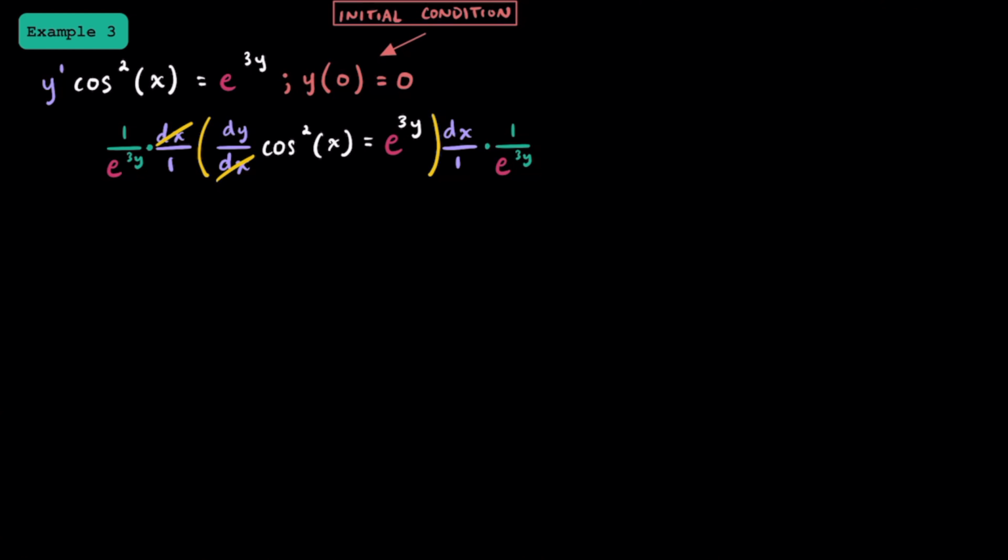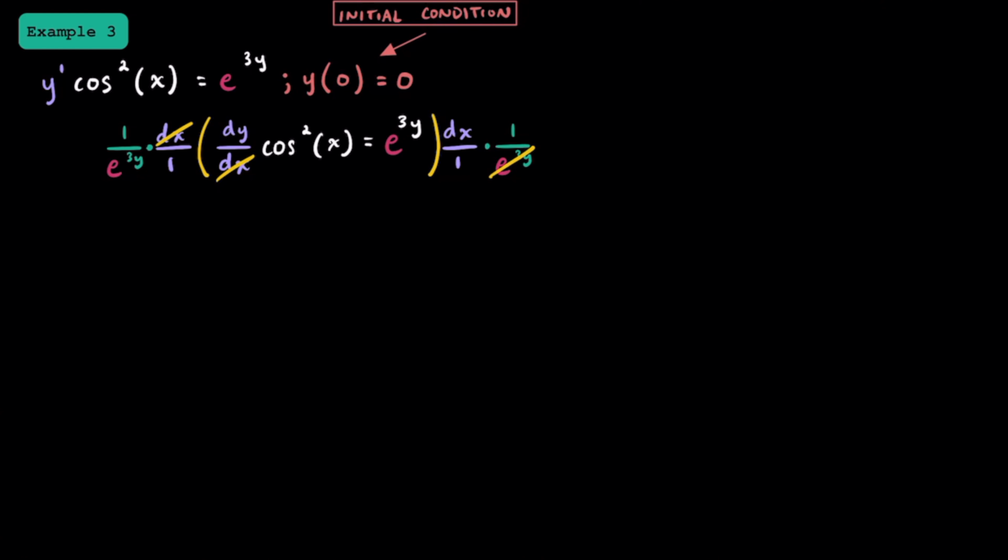Then multiply both sides by 1 over e to the 3y power, or divide both sides by e to the 3y power to cancel these out on the right. And finally, multiply both sides by 1 over cosine squared of x to cancel these on the left side and move it over to the right side. After rearranging and cross-canceling a bit, we have 1 over e to the 3y power dy is equal to 1 over cosine squared of x dx.